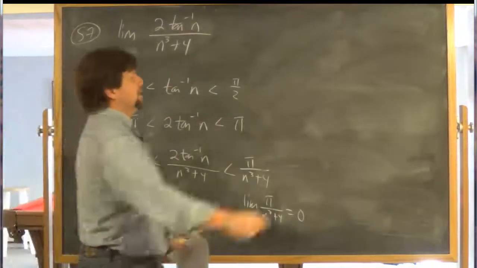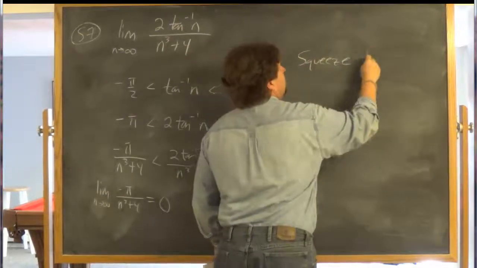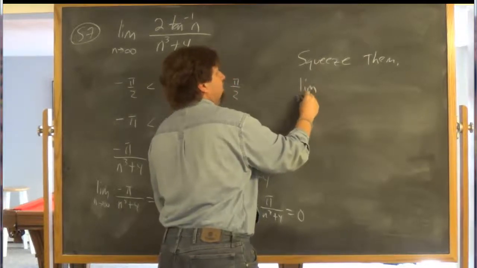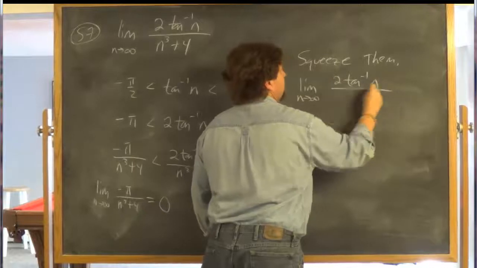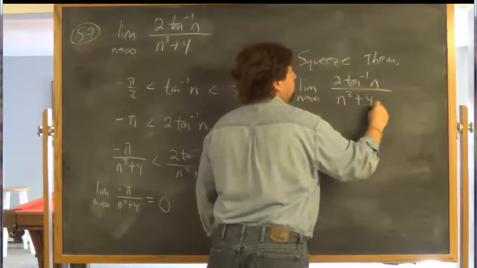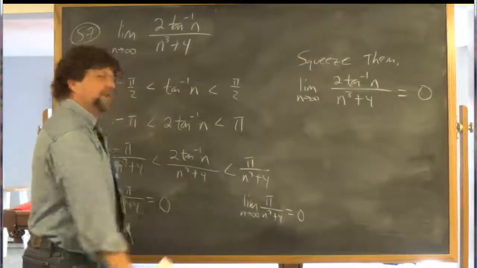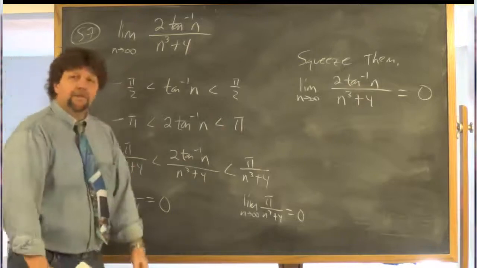And then thanks to the squeeze theorem, we have what's trapped in the middle, 2 inverse tangent of n divided by n cubed plus 4. It too must have a limit of 0. Squeeze theorem. And that was it for number 57.